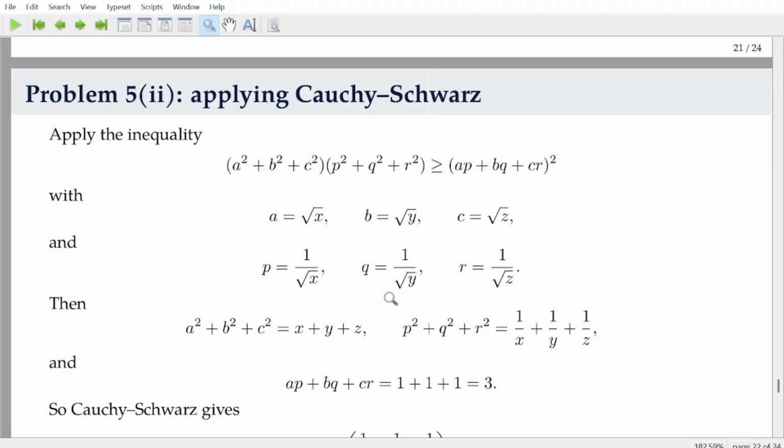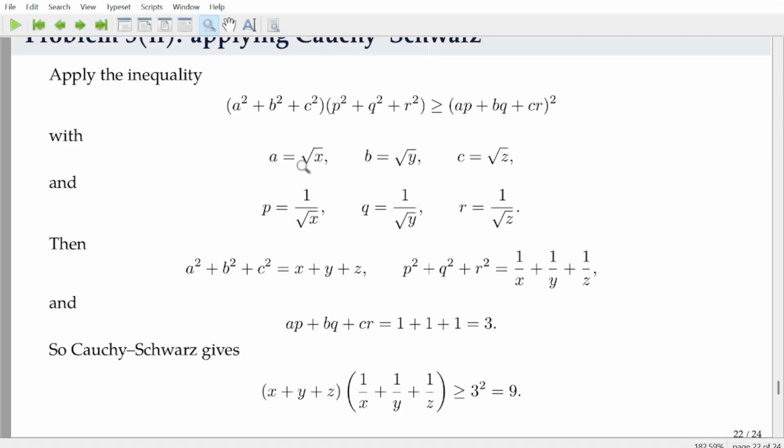So in this case, we're going to apply the inequality with a being equal to root x, so that a squared is equal to x, b is going to be equal to root y, so that b squared is equal to y, and c is going to be equal to root z, so that c squared is equal to z. Similarly, p is 1 over the square root of x, so that p squared is 1 over x, q is 1 over the square root of y, so that q squared is 1 over y, and r is 1 over the square root of z, so that r squared is 1 over z. So therefore, a squared plus b squared plus c squared is equal to x plus y plus z, and p squared plus q squared plus r squared is equal to 1 over x plus 1 over y plus 1 over z.